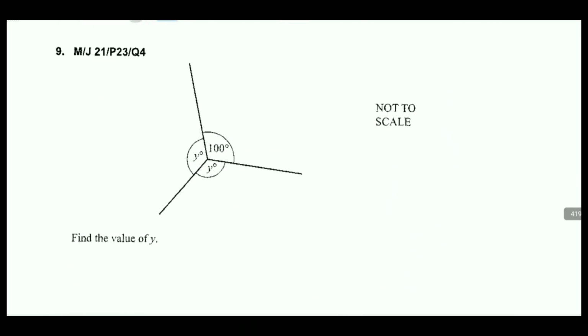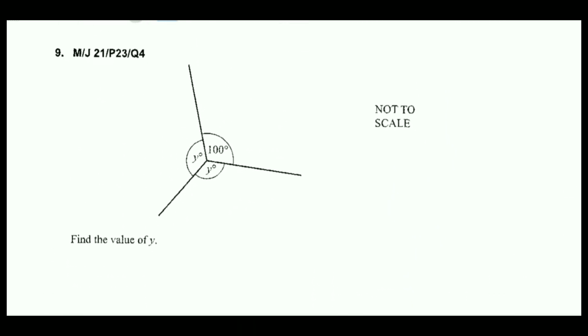Okay, this question, find the value of x. So the angles on a point property is used here. What is the property of angles on a point? As all of you know, angles at a point add up to 360 degrees. So what we will do, the angles at a point property, that is equal to 360 degrees.